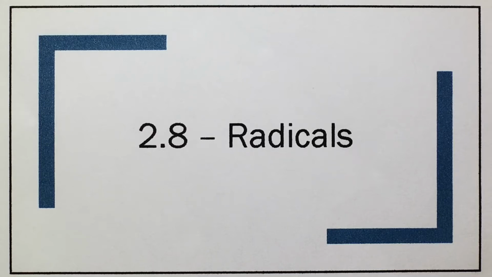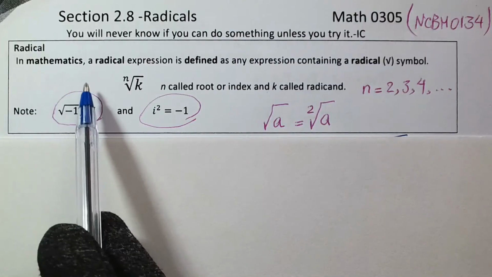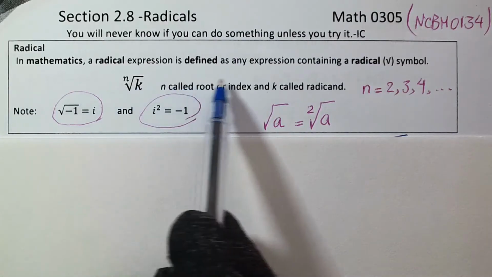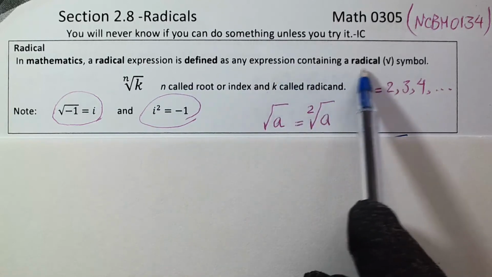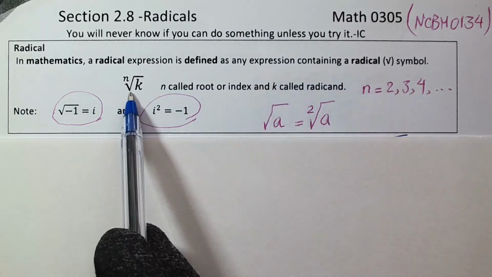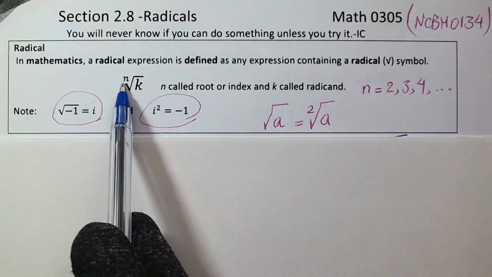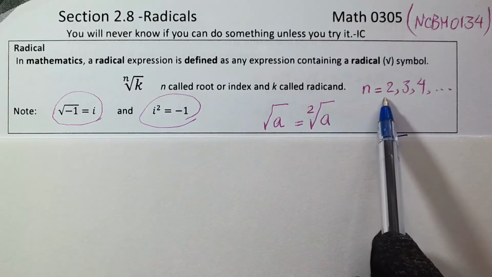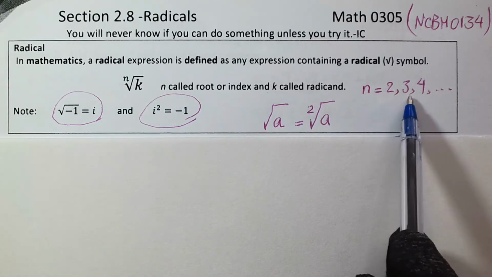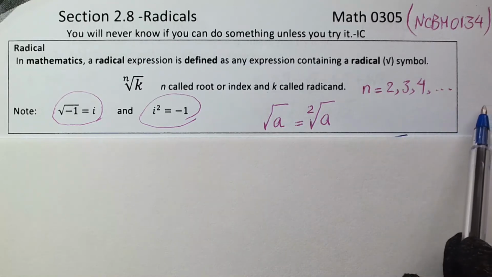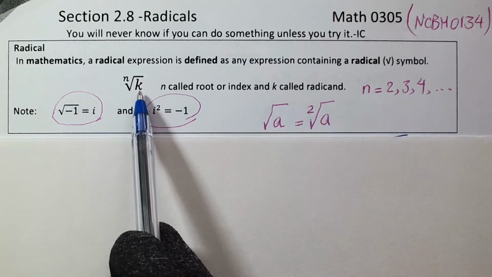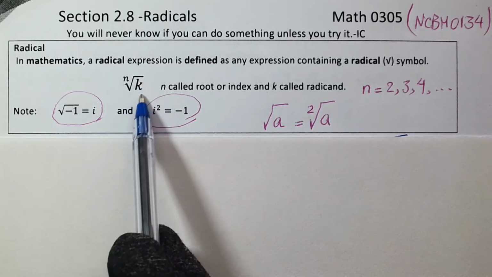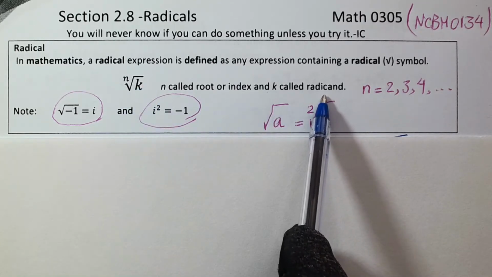This video covers section 2.8, radicals. In mathematics, a radical expression is defined as any expression that has a radical. This is the sign of radical, the symbol of radical. This in here we call the root, and it is any natural number greater than 1, like 2, 3, 4, 5, and so on. We call this k, and anything under the radical is the radicand.